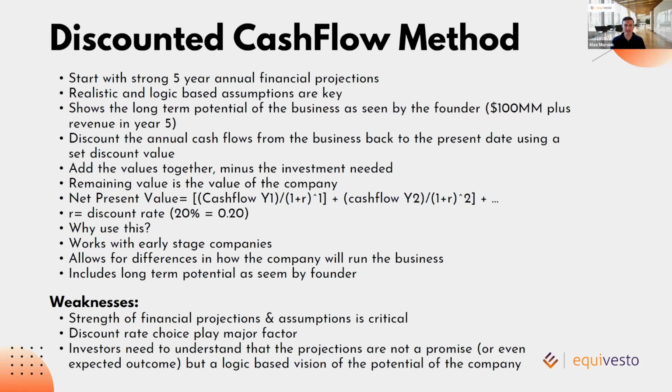So why is the discounted cash flow method useful? It works for early stage companies that don't necessarily have a ton of revenue yet. It's built around the potential of the business in the future. And it really allows for differences in how the company will be run to follow through, because it's focusing on the net profit each year, not just on the revenues. It also helps demonstrate to investors some of that long-term potential that the founder sees in the business, with those potential revenue numbers and profit numbers in year 5.